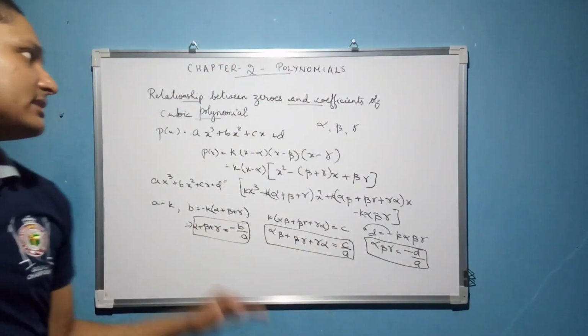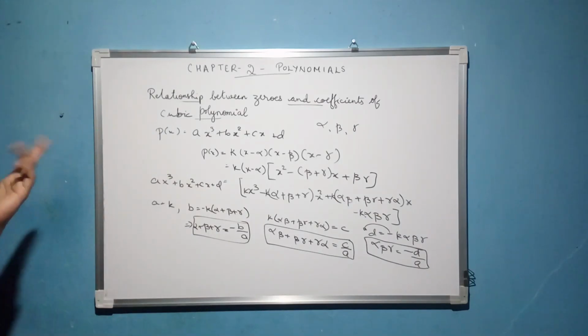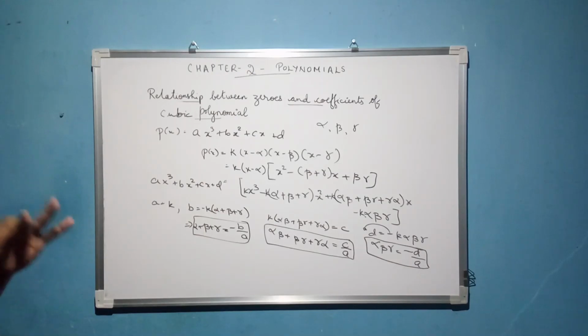These three are the relations that are going to be connected between the zeros and the coefficients of the cubic polynomial. Okay, this is a simple one. You have some extra questions that are given in the optional exercise. If you want, you can try them based on this, and also you have an example question. Okay, moving on to the exercise.